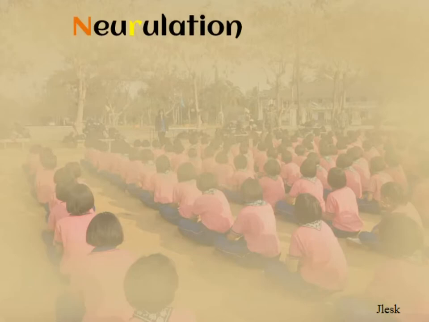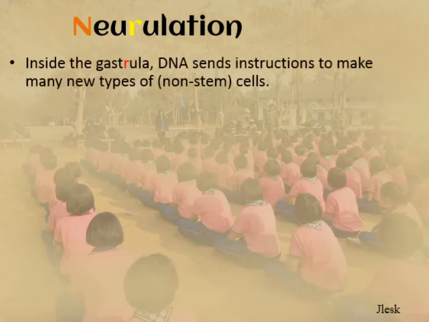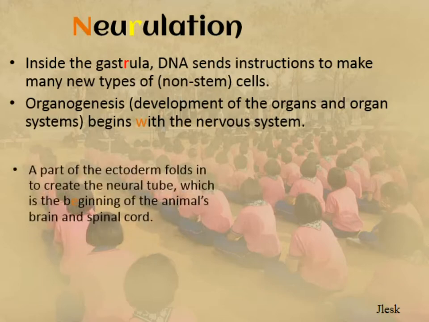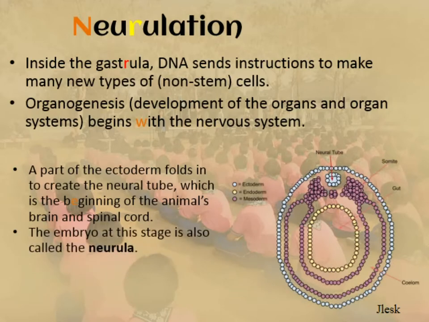So at this stage, we now go to neurulation. And if you know what doctors called neurologists are, you will already know what this is about. Inside the gastrula, we now send information from the DNA to make many types of non-stem cells. And one of the first things that needs to develop is the animal's nervous system. So organogenesis is the development of organs and those systems, and as we said, the nervous system is the first one to form. A small part of the ectoderm folds in and creates a neural tube, which is the beginning of the brain and spinal cord.